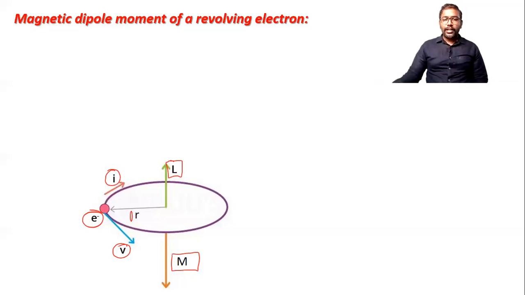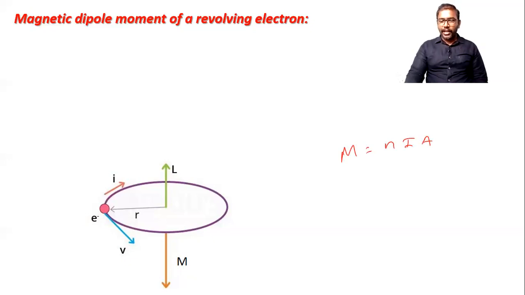Now we have to write the magnetic dipole moment of the revolving electron. Let me tell you the basic procedure. The magnetic dipole moment for a coil is NIA. Here it's a revolving electron, so the number of turns does not come in. It is I into A, where I is the current and A is the area. We first find the circulating current, and the area we know is pi r square. By substituting these, we get the magnetic dipole moment of the revolving electron.